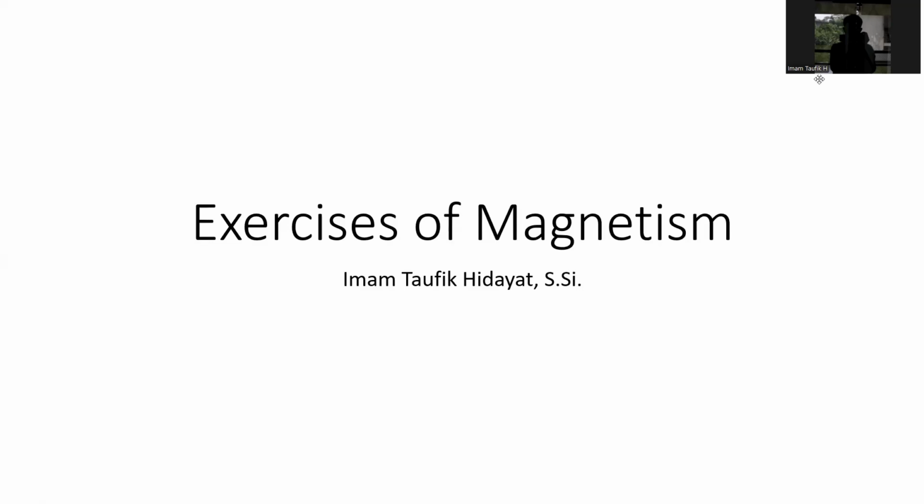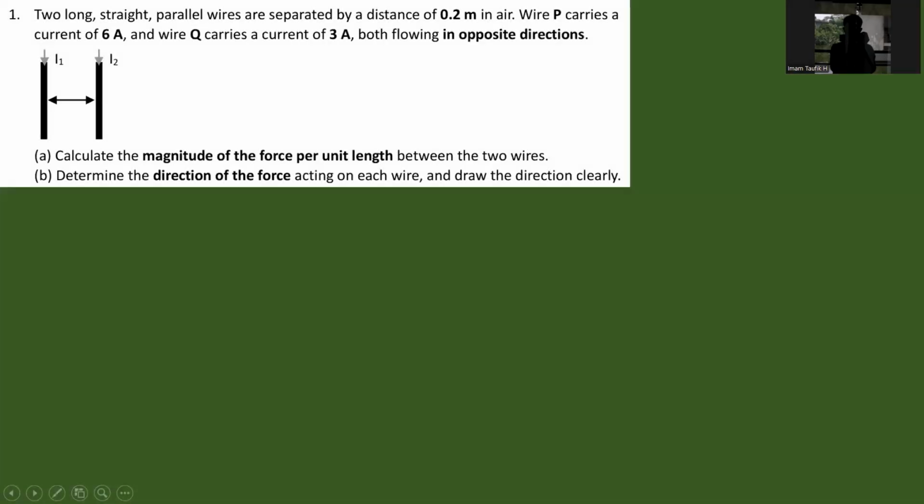Okay, here I want to explain more about the exercise of magnetism I've already given to you in the previous meeting in 12 ICC Boash Excellent Senior High School. For the first question, we have two long straight parallel wires separated by a distance of 0.2 meters in air. Wire P carries a current of 6 ampere and wire Q carries a current of 3 ampere, both flowing in opposite directions.